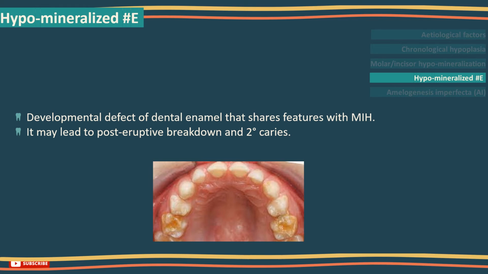Partial composite veneers can be considered to repair post-eruptive breakdown of incisors. Hypomineralized second primary molars is a developmental defect of dental enamel that shares features with molar incisor hypomineralization that we have just mentioned. It may lead to post-eruptive breakdown and secondary caries. Recent studies suggested that it is a predictor that molar incisor hypomineralization may be more likely to occur in the permanent dentition.